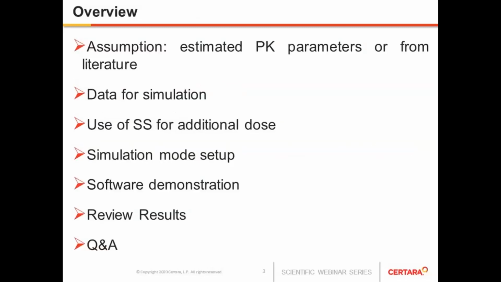Just going through the overview of this webinar. To give an overview of what we talk about today: simulation of steady state using Phoenix WinNonlin. The underlying assumption is that good PK parameter estimates are available, from modeling single dose data or from the literature. We talk about how to set up the input data file structure for simulation, and building a Phoenix model object for steady state simulation, using the steady state flag, which is a feature of the Phoenix model object to indicate whether the associated dose is a steady state dose. We'll talk about how to specify the simulation model setup, and I'll perform a software demonstration of how to use the steady state option. Then we will review the results, followed by a Q&A session.